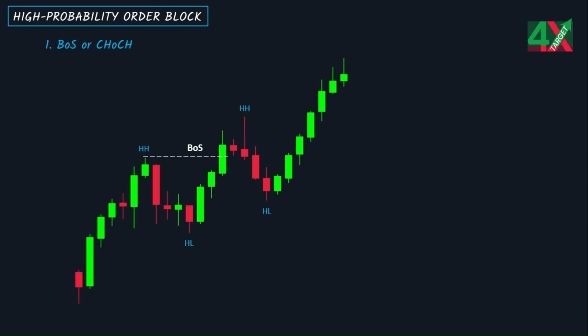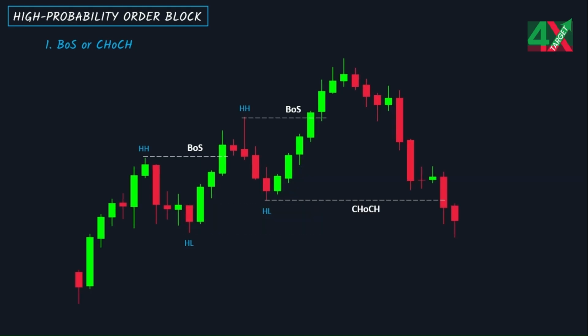In a bullish market structure, we look for bullish order blocks. However, if price breaks and closes below the previous swing low, creating a bearish change of character, our bias shifts. From that point onward, we stop looking for bullish order blocks and focus only on bearish order blocks.